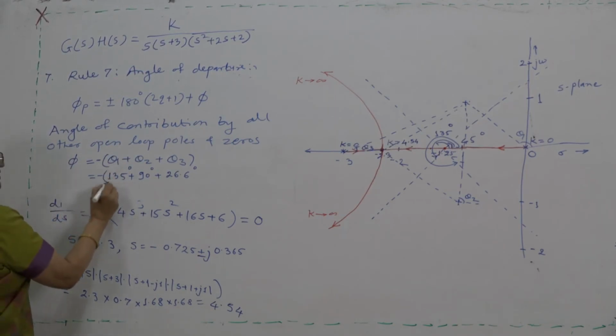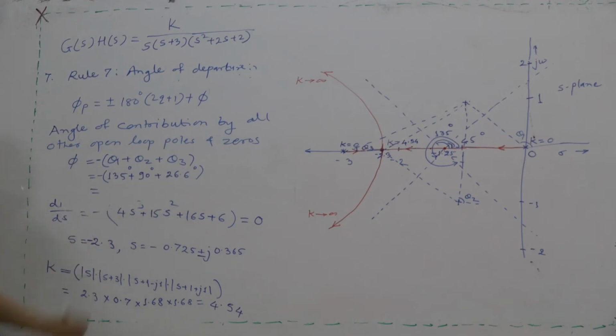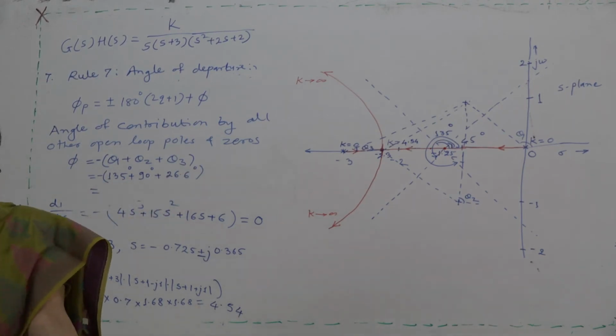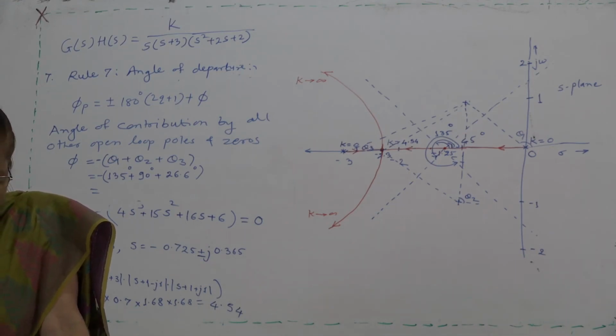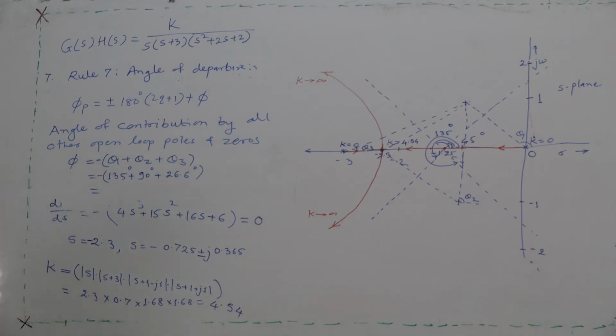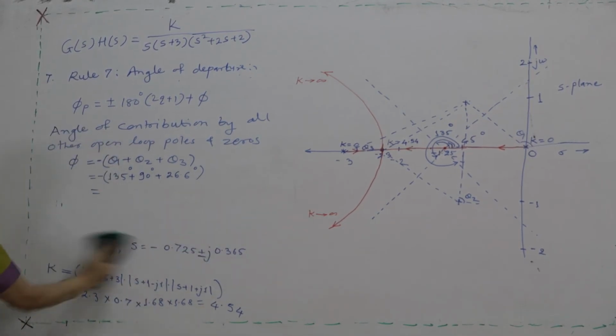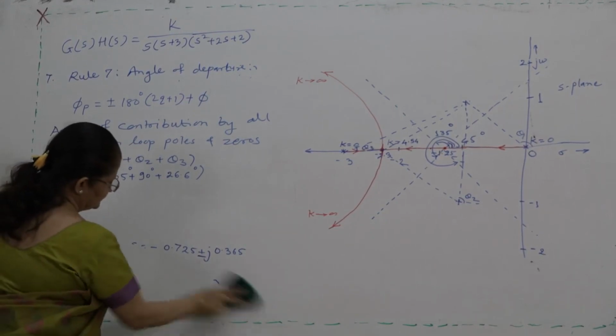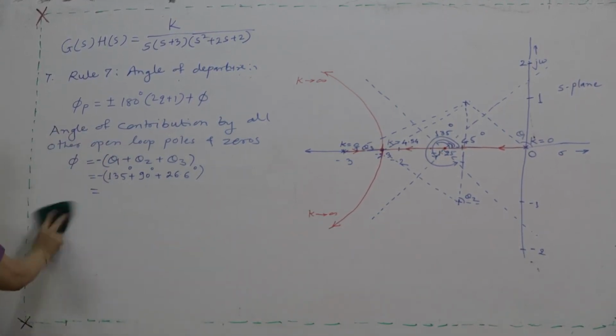So, what will you get here? The angle you will get for theta 3 is 26.6 degrees. And all these are due to poles. So, what will you get here? The minus sign outside, that is angle of zeros minus angle of poles, so you will get a minus sign outside. So, take the sum of this: minus 135, minus 90, minus 26.6, find it out.